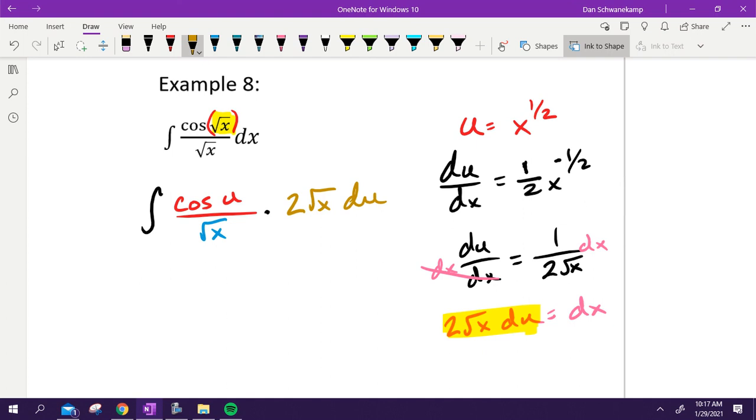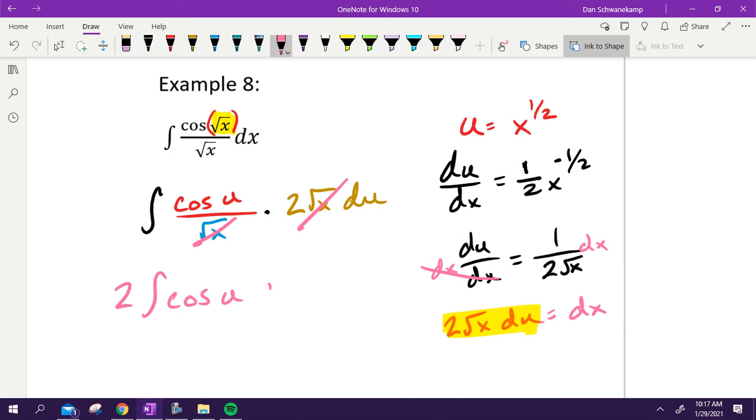If we did it correctly, my x's should go away. Is that what's happening here? Yeah, the square roots of x are going to go away. That one is canceling with that one. So we've done it correctly. If they wouldn't have canceled, we made a mistake somewhere. Do we have any constants? 2. So pull that 2 out in front.